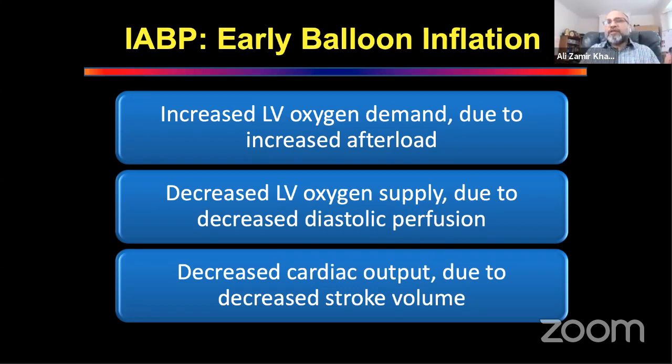And you have inflated the balloon. Very, very bad situation. So one, you are increasing the LV oxygen demand and you're decreasing the oxygen supply by decreasing the amount of blood which will go into the coronary arteries. Thereby, in the next cycle, the cardiac output will go down because the stroke volume has gone down, okay? So this is a very, very, very bad thing to do. Never ever inflate a balloon pump early in a sick patient, okay? These are the three things that you have to remember. Oxygen demand goes up, oxygen supply goes down. Both of them are not good for a failing myocardium, which is already struggling. So the cardiac output will go down and the stroke volume will go down as well, okay?